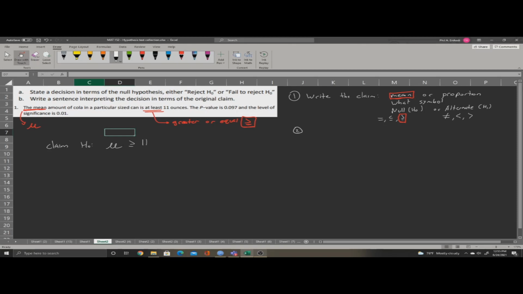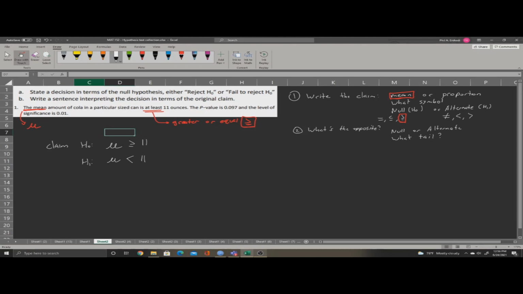Second, let's ask ourselves, what's the opposite? We can also ask ourselves, is that opposite null or alternate? And also ask ourselves what tail it is. Well, the opposite of greater would be less. And since we've already got a null, the other one must be alternate. And because we've used equals in the null, we do not use equals in the alternate. In fact, we never use equals in the alternate. But we'll have the same symbol and the same numbers.